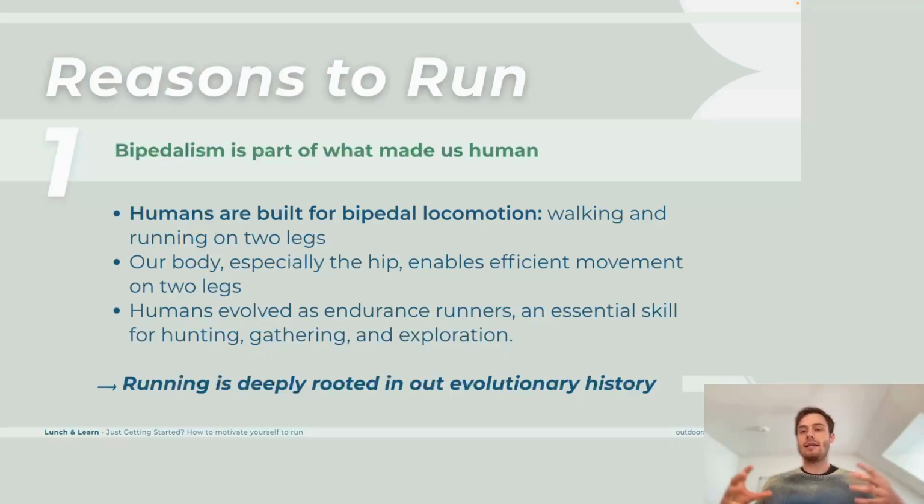So the first one is the biggest one. It's that we are built for running, basically. The human body, its anatomy, is built for walking and running. We're built for bipedalism. It's partly what defined us as a species, and it enabled us to explore, it enabled us to hunt together. So we basically evolved into endurance runners. Running is really deeply rooted in our evolutionary history. It's part of what made us humans, what made us progress as a species. So just keep this in mind.